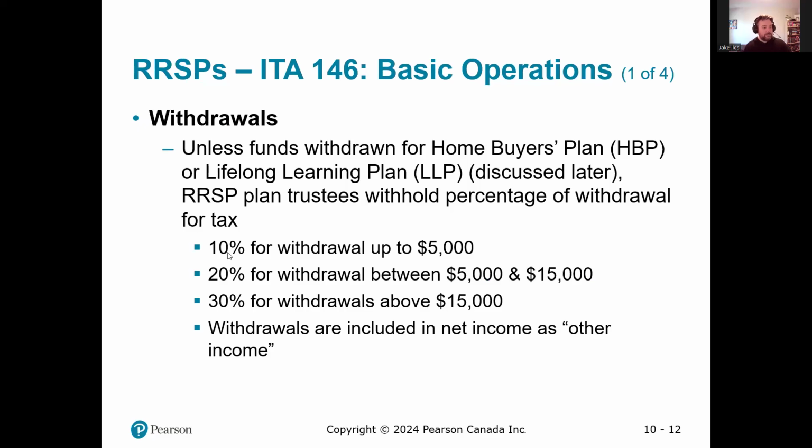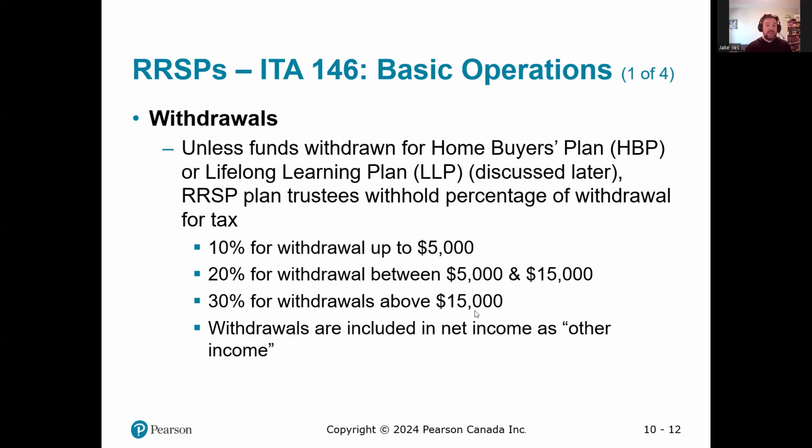So we withhold 10% for withdrawals up to $5,000. If I withdraw $5,000, they will withhold $500, and that will be applied against my taxes. If I withdraw between 5 and 15, let's say I take out 10, at 10% it would be $1,000, but it ups to 20%. So at $5,000, they withhold 500. At $10,000, they would withhold $2,000. They would withhold 20%. And once I get above $15,000, they will withhold 30%.